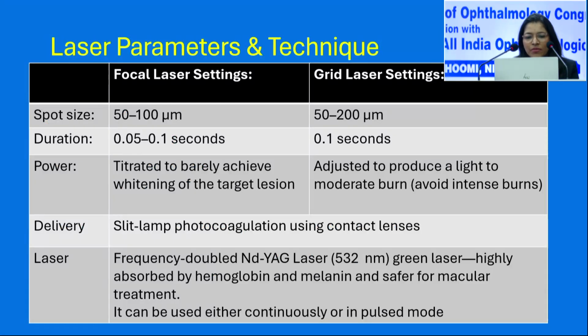Laser parameters have been covered by Pranav, but I'll go through them briefly. In focal laser, the spots are a little smaller compared to grid laser, and we just do the blanching. The duration of the laser is 0.05 second to 1 second. Power is titrated in focal laser so that there is only blanching. We deliver it by slit lamp photocoagulation using contact lenses, with a green laser of 532 nanometers.